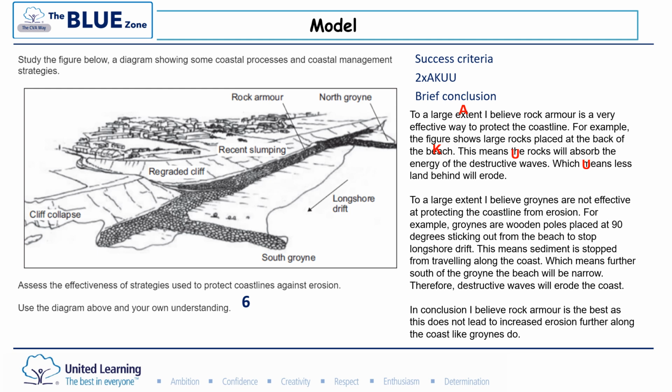To a large extent, I believe groins are not effective at protecting the coastline from erosion. For example, groins are wooden poles placed at 90 degrees sticking up from the beach to stop longshore drift. Knowledge, we said what groins are. This means sediment is stopped from travelling along the coast, which means further south of the groin the beach will be narrow. Therefore, destructive waves will erode the coast. In conclusion, I believe rock armour is the best, as this does not lead to an increased erosion further along the coast, like groins do.